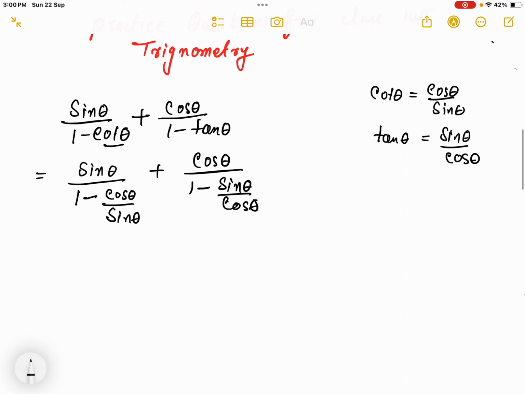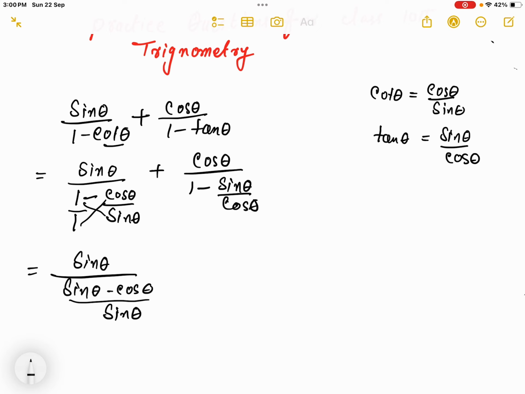So then after, in the denominator, I can take the cross multiplication. It will be sine theta minus cos theta whole divided by the LCM of 1 and sine theta, so it is sine theta. It will be as such. In the denominator of the second term, I will take the LCM cross multiplication. It will be cos theta minus sine theta whole divided by cos theta.